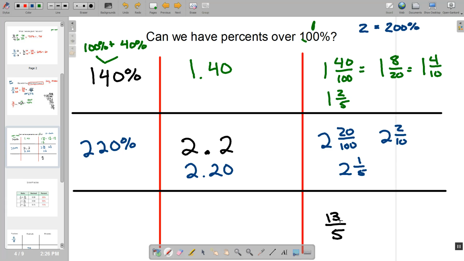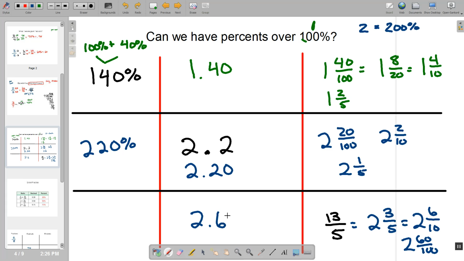And finally, the last one, what if we're given the improper fraction? Well, one group is 5 fifths. 2 groups would be 10 fifths. So the gap between 10 fifths and 13 fifths is 3 fifths. So I'm going to get 2 and 3 fifths. That changes into 2 and 6 tenths. Well, we know that 6 tenths is the same as 60 hundredths, and now we have the information we need. The decimal is 2 and 60 hundredths. The percent would be 260%.